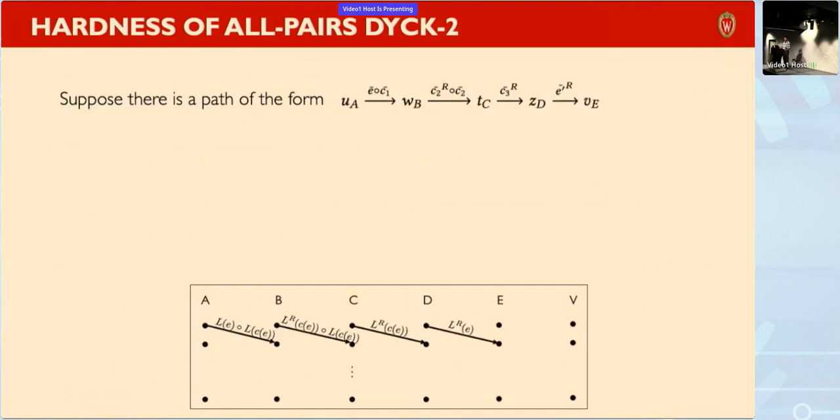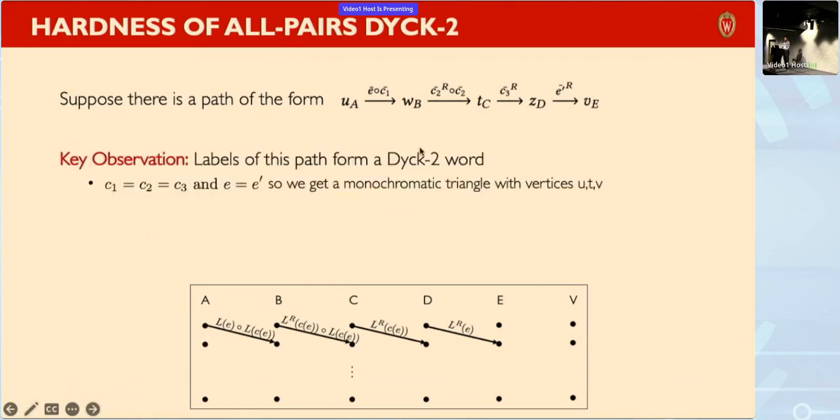So what do we want to show here? Once we have done this encoding, I run my all pairs Dyck-2 algorithm on this. And suppose there is a path that goes from A to E. The key observation here is that because this is a Dyck-2 word, these brackets are well balanced. And because these brackets are well balanced, that forces the first color C1 to be equal to C2, C2 must be equal to C3, and the first and last edges must be identical. And this is true because we have encoded the integers as binaries, so the balancing property does the work for us.